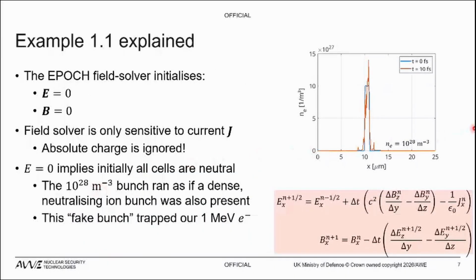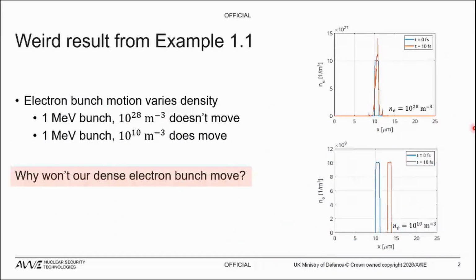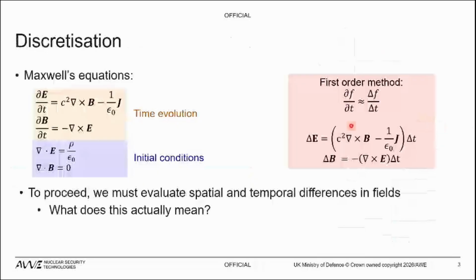And with all that in mind, this helps you understand why we're seeing this weird behavior in example 1.1. Because yes, EPOCH can do the time evolution of the fields. What it doesn't do is solve the initial conditions of those fields. So if I go right back to the start, everything in blue is basically ignored.